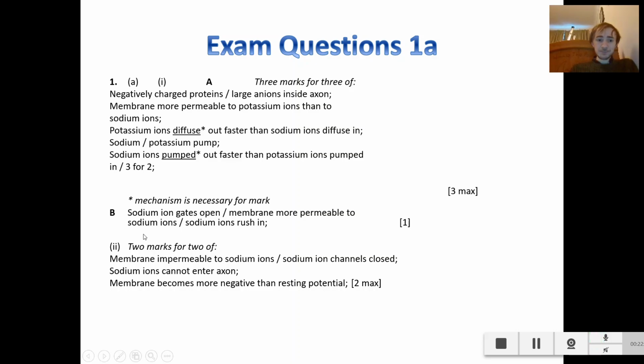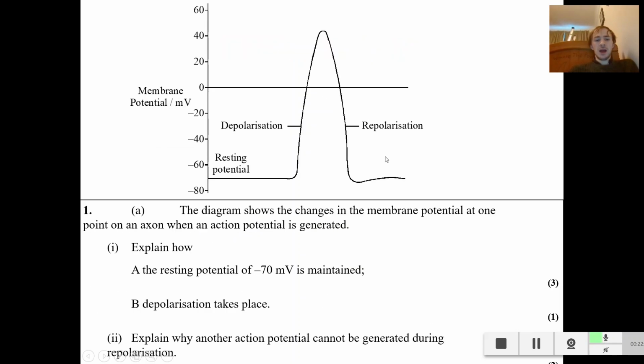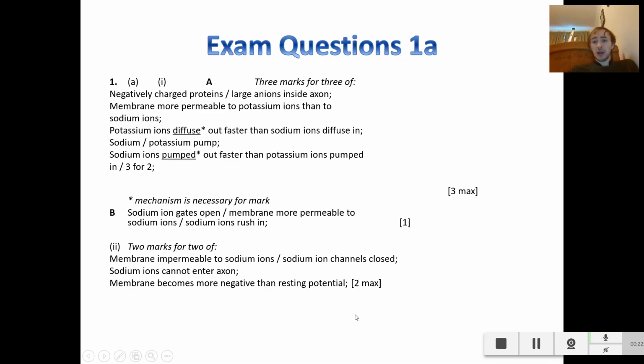So that's fine. The question was, what makes depolarization happen? The sodium ion gates opening and sodium ions rushing in. Fine. And then part 2 here, why another action potential cannot be generated during repolarization, because the membrane is impermeable to sodium ions, or the sodium ion channel is closed. I'd expect you to use the word inactivated, but closed would get you the mark here, and therefore sodium ions cannot enter the axon, and therefore the membrane becomes more negative than the resting potential, and that's fine. So, straightforward there. The first 2 marks are the ones that I'd expect you to get there.